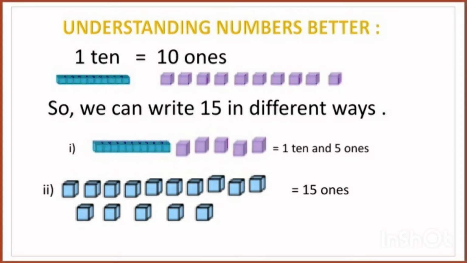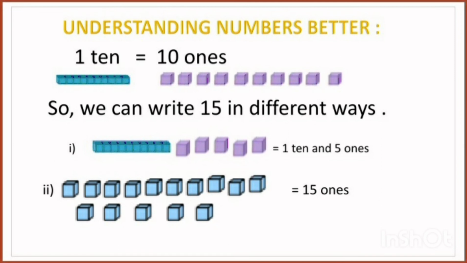Now let's try to understand numbers in a better way. First figure, just see there, a stack of 1 ten is given, and you know that when 10 unit cubes were combined, you have formed a stack of 1 ten. 1 ten is equal to 10 ones.